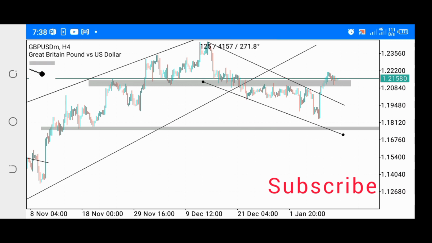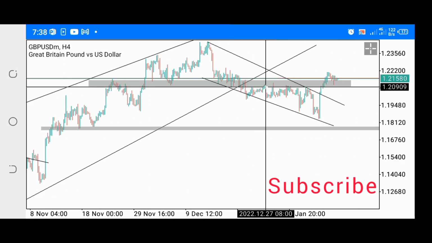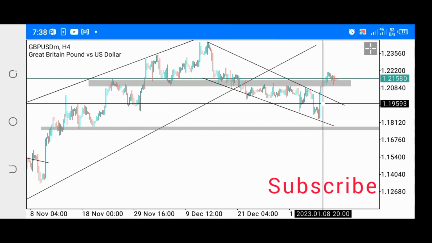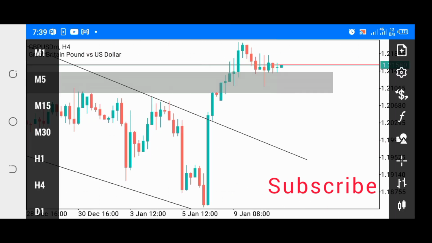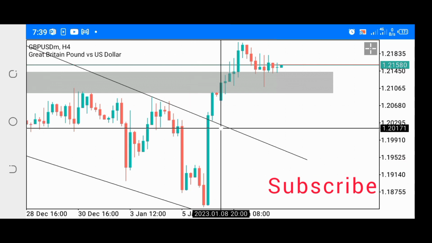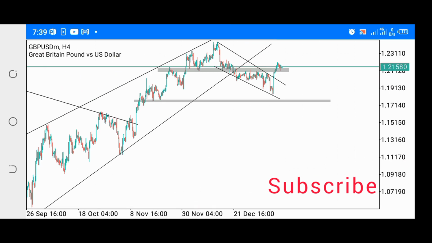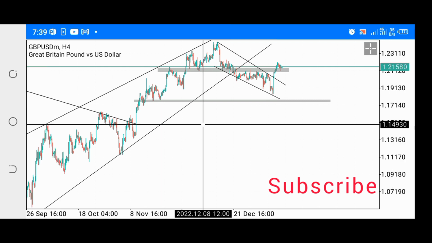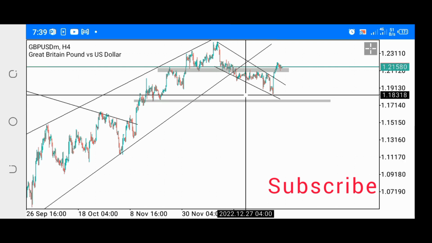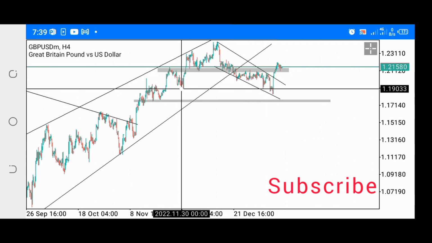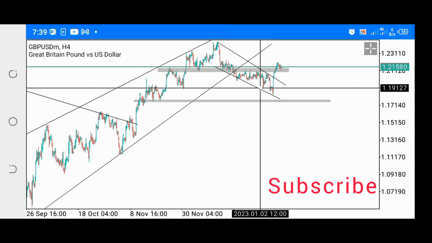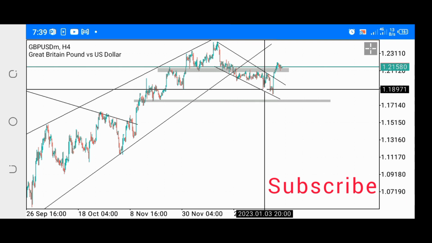So this is a pullback. This is a pullback to a major key level, and look at where it stopped, right there. Price stops right here and just shifts back to the upside. That doesn't make sense, right? It does not make sense at all. Because if the price had come back and stopped right where this cursor is, that would have made more sense using retail trading, right?